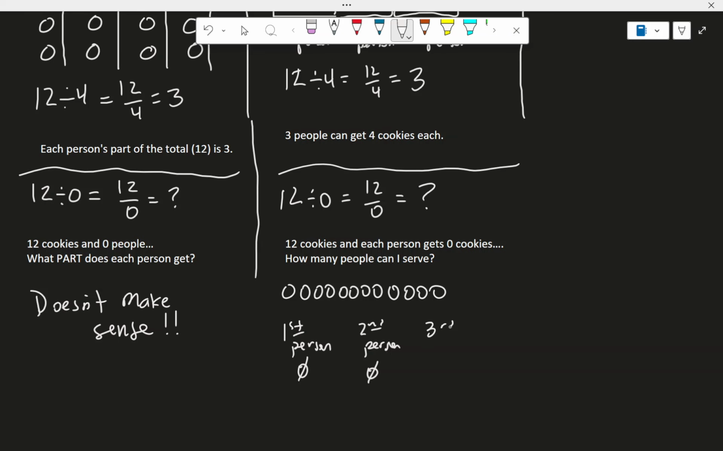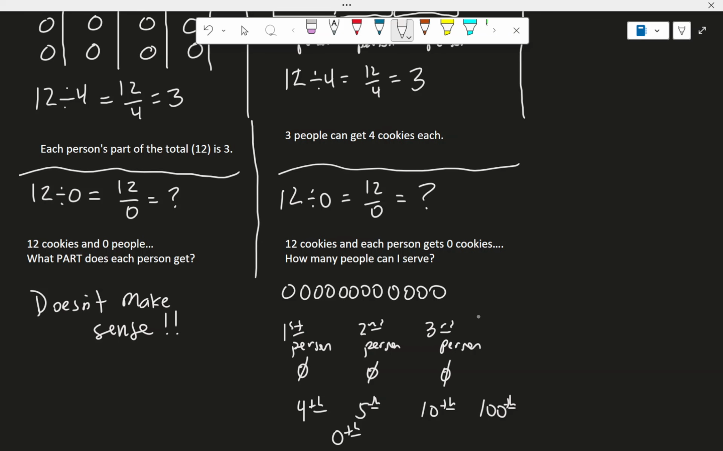How about the third person? Well, everybody's getting 0 cookies. So wait, how many people could I do this for? I mean, could there be a 4th person? Or even a 5th person? Could there be like a 10th person? Could there be a 100th person? In fact, could there be 0 people? Right? I could give 0 people 0 cookies.